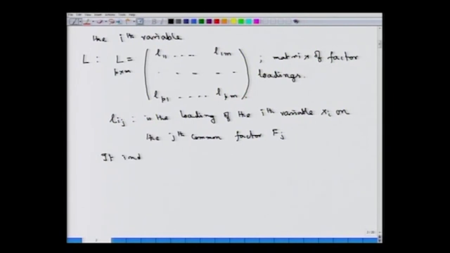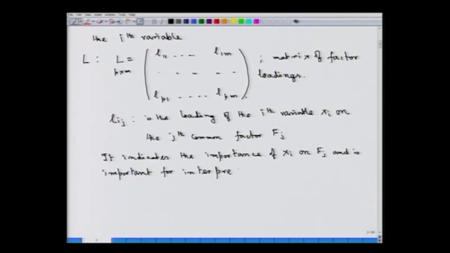This, of course, is Lij, of which we have pm. It indicates the importance of Xi on the jth common factor Fj, and thus is important for the interpretation of these common factors, right.